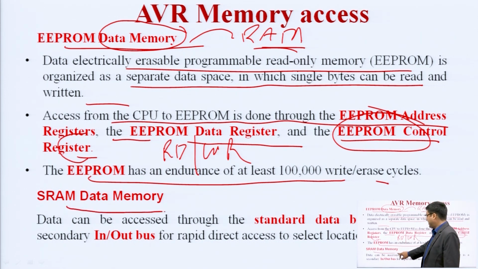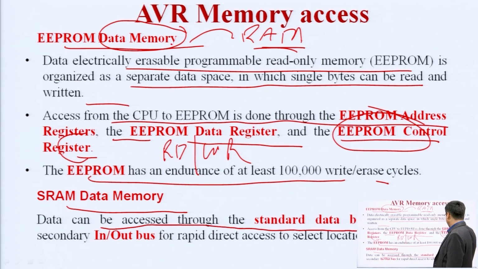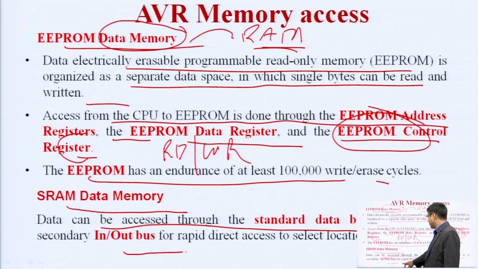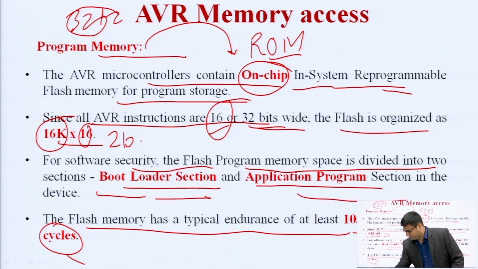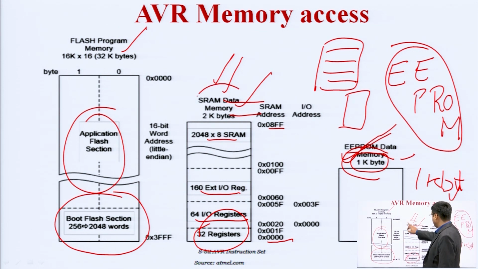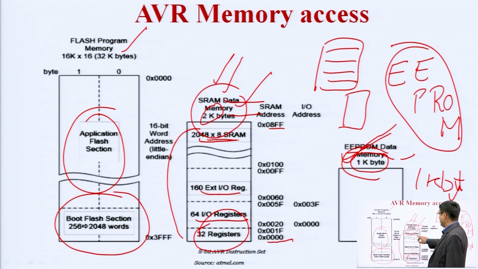After that, SRAM data memory. SRAM is static RAM. Data can be accessed through the standard data bus. There is a secondary input output bus for rapid direct access to selectable locations. Here you can see that this is the SRAM memory, 2 kilobytes, and it is further divided into many parts: 2048 by 8 RAM, 160 external input output registers, 64 input output registers, and 32 registers.